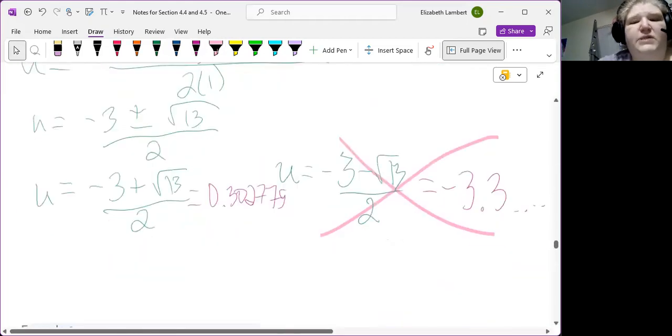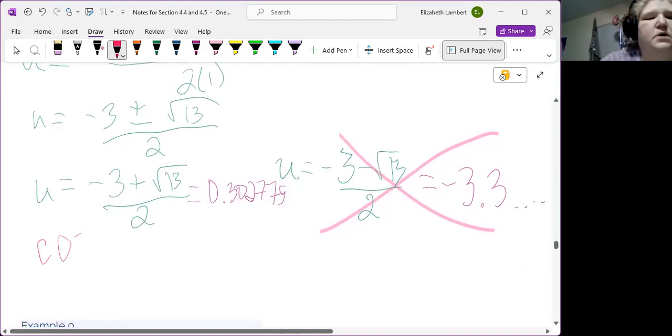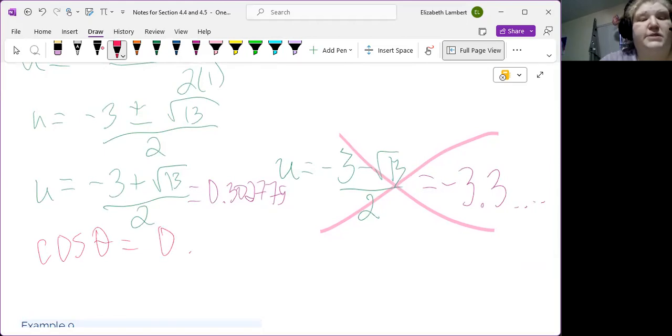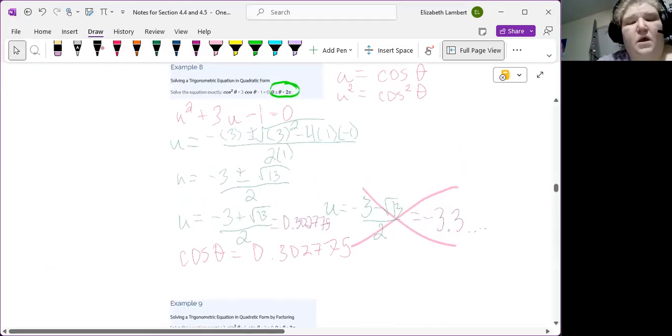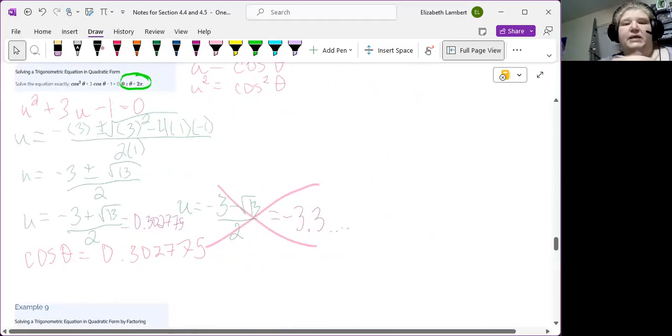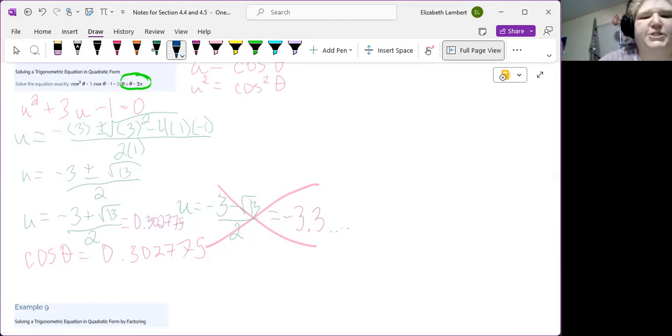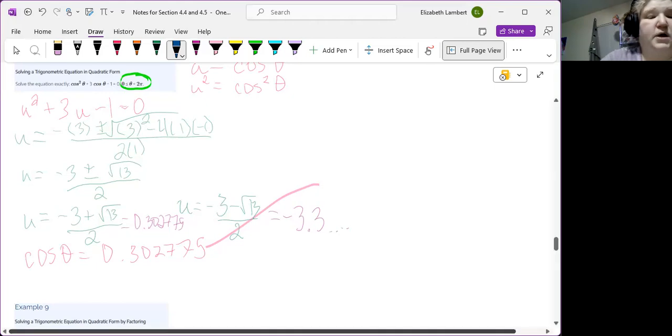All right, so we rewind. U was cosine, so we are still going to go back to that. Cosine of theta is 0.302775, however many digits. And then this is technically in radians, and technically it is plus 2 pi k. So we want to figure out what is the angle that produces that cosine. What we need is the inverse cosine of that decimal. Sorry, the 2 pi k does not apply right now, because we don't have theta equals, we have cosine of theta equals. So theta would equal the inverse cosine of that ugly mess there.